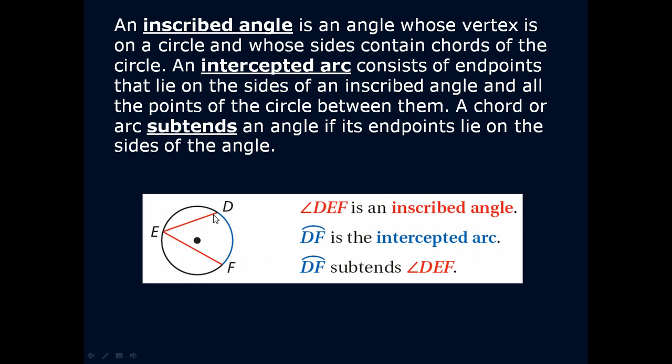So the inscribed angle has its vertex somewhere on the circle, and its sides contain chords. This intercepted arc consists of the endpoints on the sides of the inscribed angle and all the points of the circle between them. A chord or an arc subtends an angle if its endpoints lie on the sides of the angle.